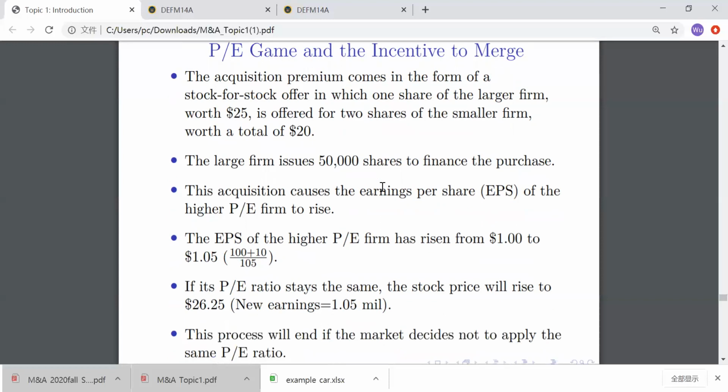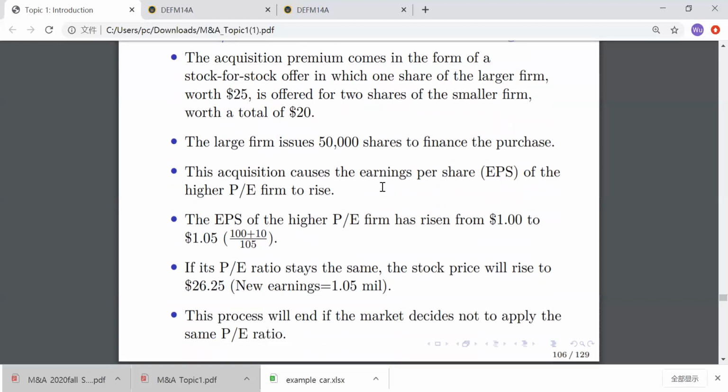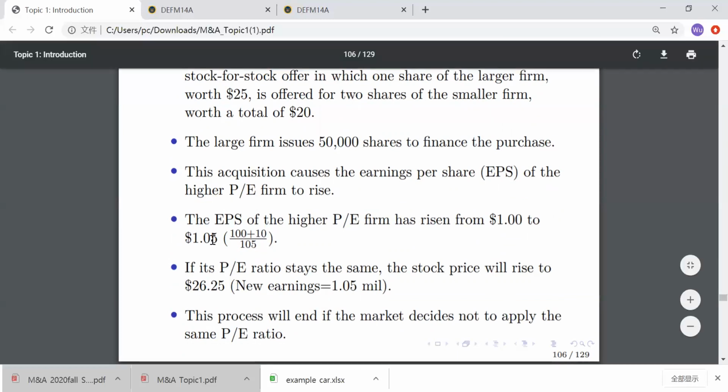Then we will show that the acquisition causes the EPS of the higher PE firm to rise, or causes the acquired firm's PE ratio to rise. Basically, the EPS of the higher PE firm has gone from $1 previously to $1.05. Because what are the earnings? Earnings include the acquired earnings, 100,000.